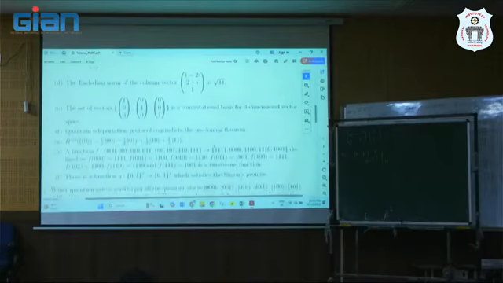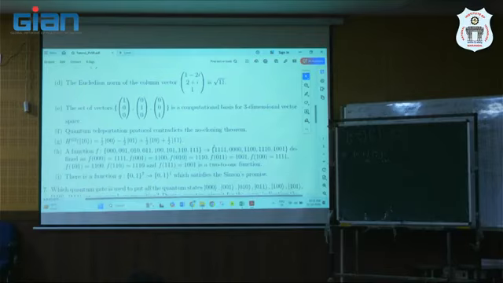What about D? Is it true or not? 1 square plus 1 square plus 1 plus 4, or 4 plus 1 plus 1. In total it is root 11 only. Okay, D is true. What about E?